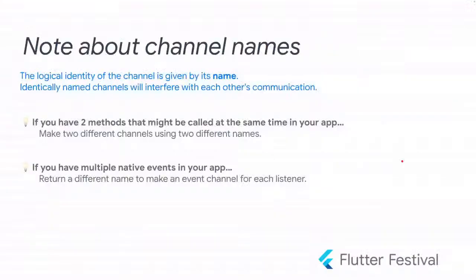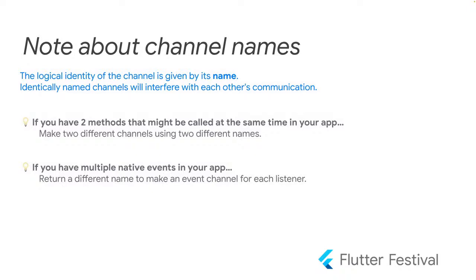So these are some notes about the channel names. The logical identity of the channel is given by its name. That's what we said, that identically named channels will interfere with each other's communication if they have the same name and they send some result at the same time. There might be some undesired results.